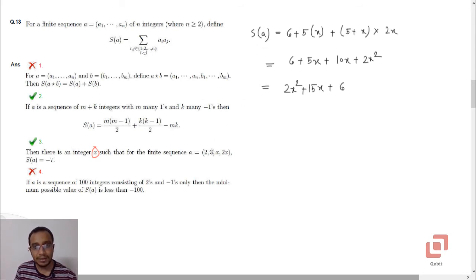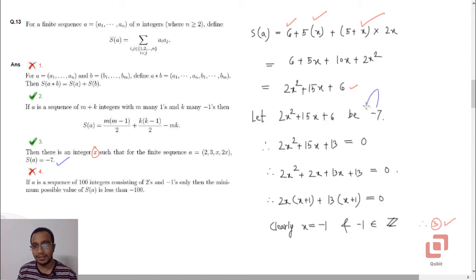First, let us try to write down SA. The second element is 3, so 3 into 2, 6. Third element is x, so x into 3 plus 2, so 5x. And the last element is 2x, so it will be 2x multiplied by 2 plus 3 plus x, or 5 plus x. Simplify this, it will be 6 plus 5x plus 10x plus 2x squared, which gets converted to the quadratic expression 2x squared plus 15x plus 6. And we would like to check whether we can find any integer x such that SA equals negative 7.